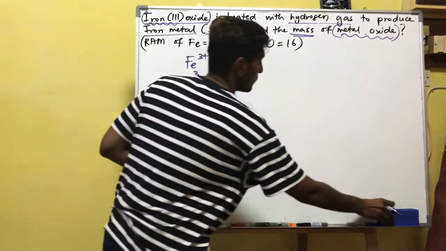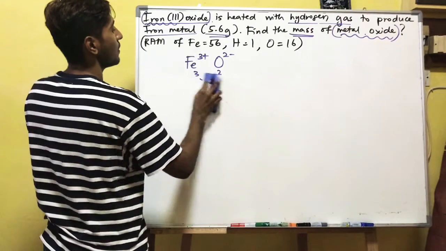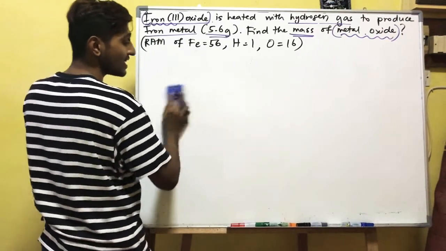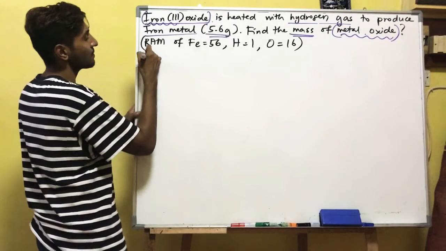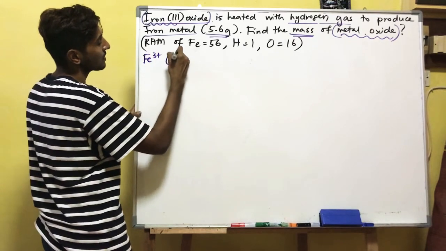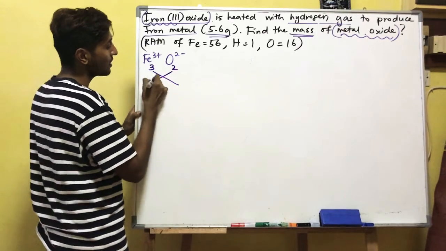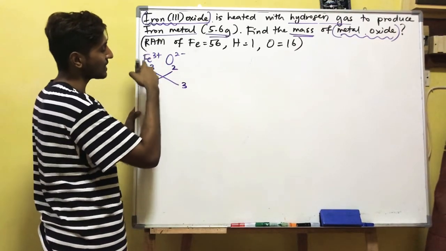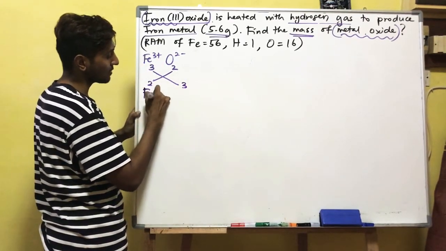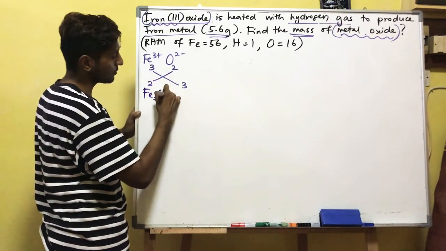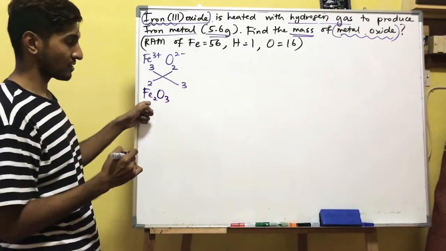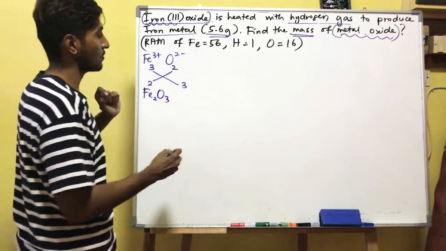Okay, now we know that for iron 3 oxide, I repeat here, Fe3+ and O2-. So the charge is 3, the charge is 2, we cross, so this is 2, this is 3. How many Fe is needed? Fe2. How many oxygen is needed? O3. So this is ferrum oxide, ferrum 3 oxide, sorry.